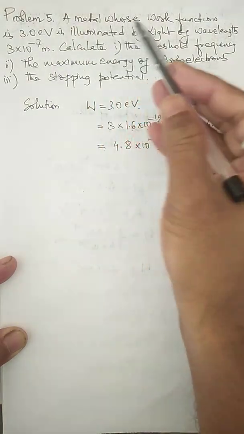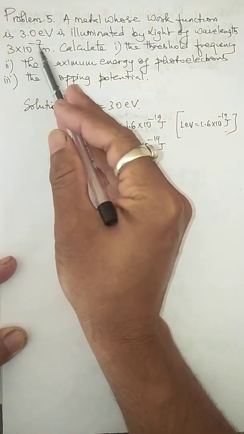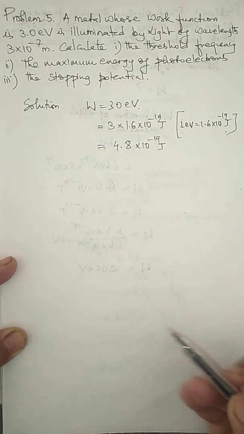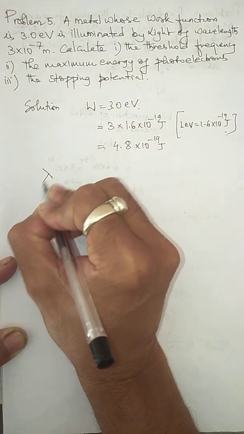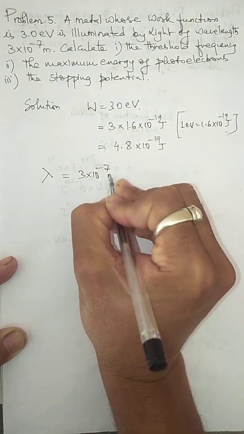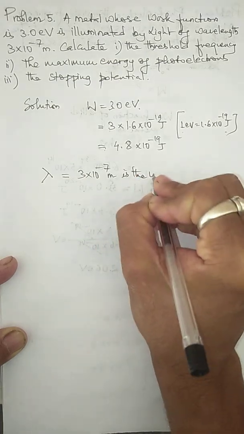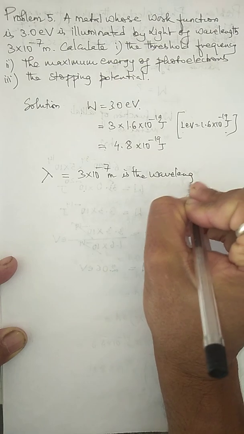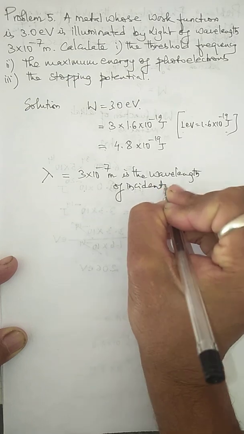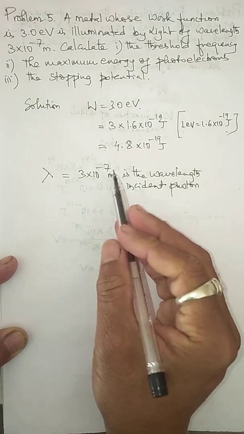Now this metal is illuminated by a light of wavelength 3 into 10 power minus 7 meter. So 3 into 10 power minus 7 meter is actually the wavelength of the incident light or photon. Your symbol is lambda, and that is given as 3 into 10 power minus 7 meter. Children, this is the wavelength of the incident photon. So the wavelength of the incident photon is 3 into 10 power minus 7 meter.